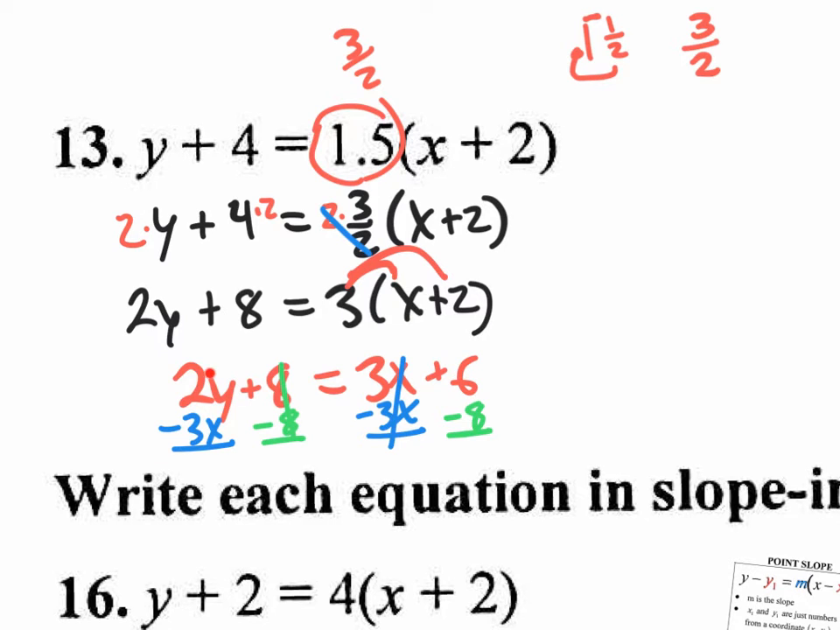Well, on the left side, 2y take away 3x, I can't do it. It's like having 2 apples and trying to take away 3 bananas. You just can't do it. So we're just going to rewrite it. But again, we want the x term first. So let's begin by writing negative 3x. And then I'll put the positive 2y. And then I'll put the equal sign. And then over here we have 6 take away 8, which is negative 2.